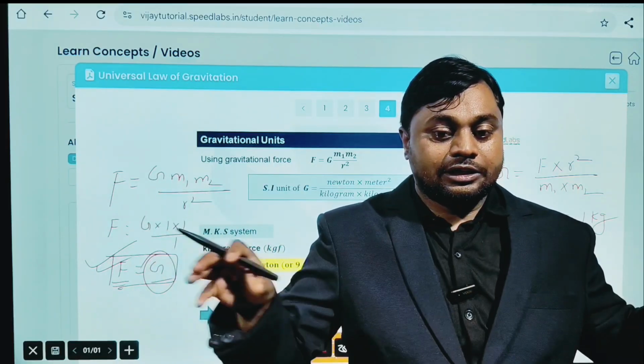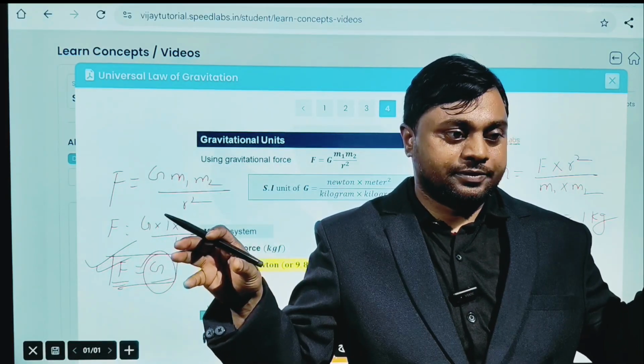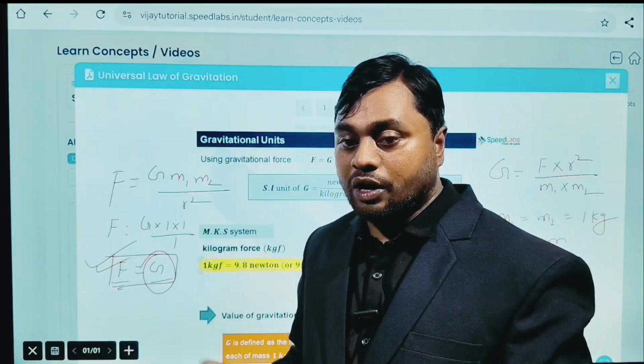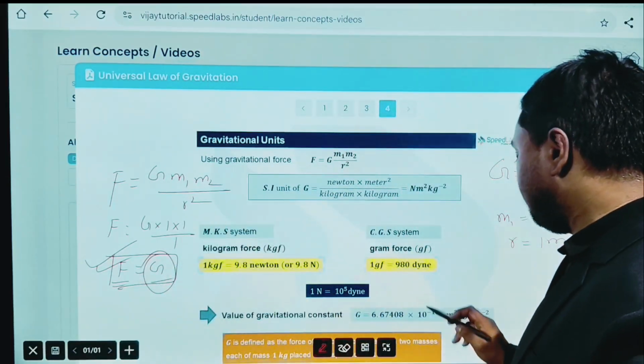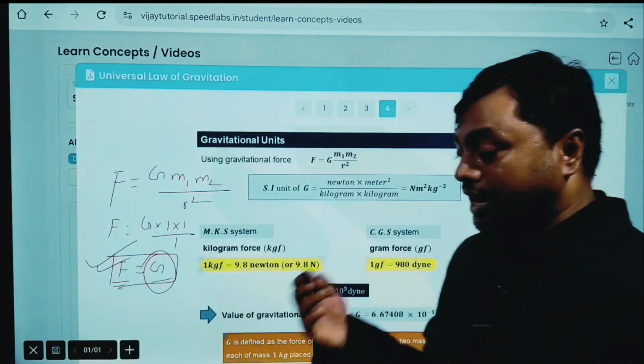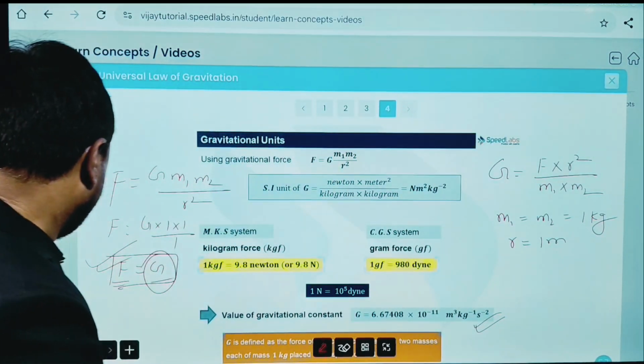Having distance between them is 1 meter. Yes or no? So that is G is equal to F. We can say G is nothing but, if they ask you the value, you have to say this is the value. But if they ask you to define G, you have to write like this.